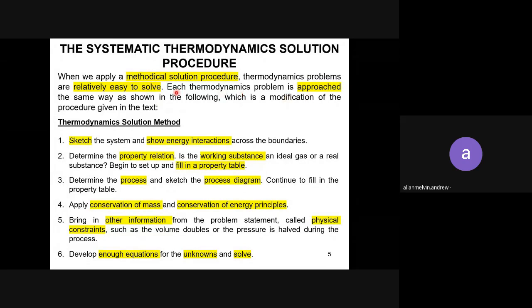So each thermodynamic problem is approached the same way as shown in the following, which is a modification of the procedure given in the text. So these are the 6 steps. Step 1: first, sketch the system. Lukis sketch. Lukis system. Jangan lukis 3D. 2D is enough, but you need to get all the information from the question. Then you sketch the system, whether it's a piston or whatever system. Then show the energy interaction, whether it is entering the system, so Q in or work in or work out. All of this you need to write in the sketch. So that's the first step.